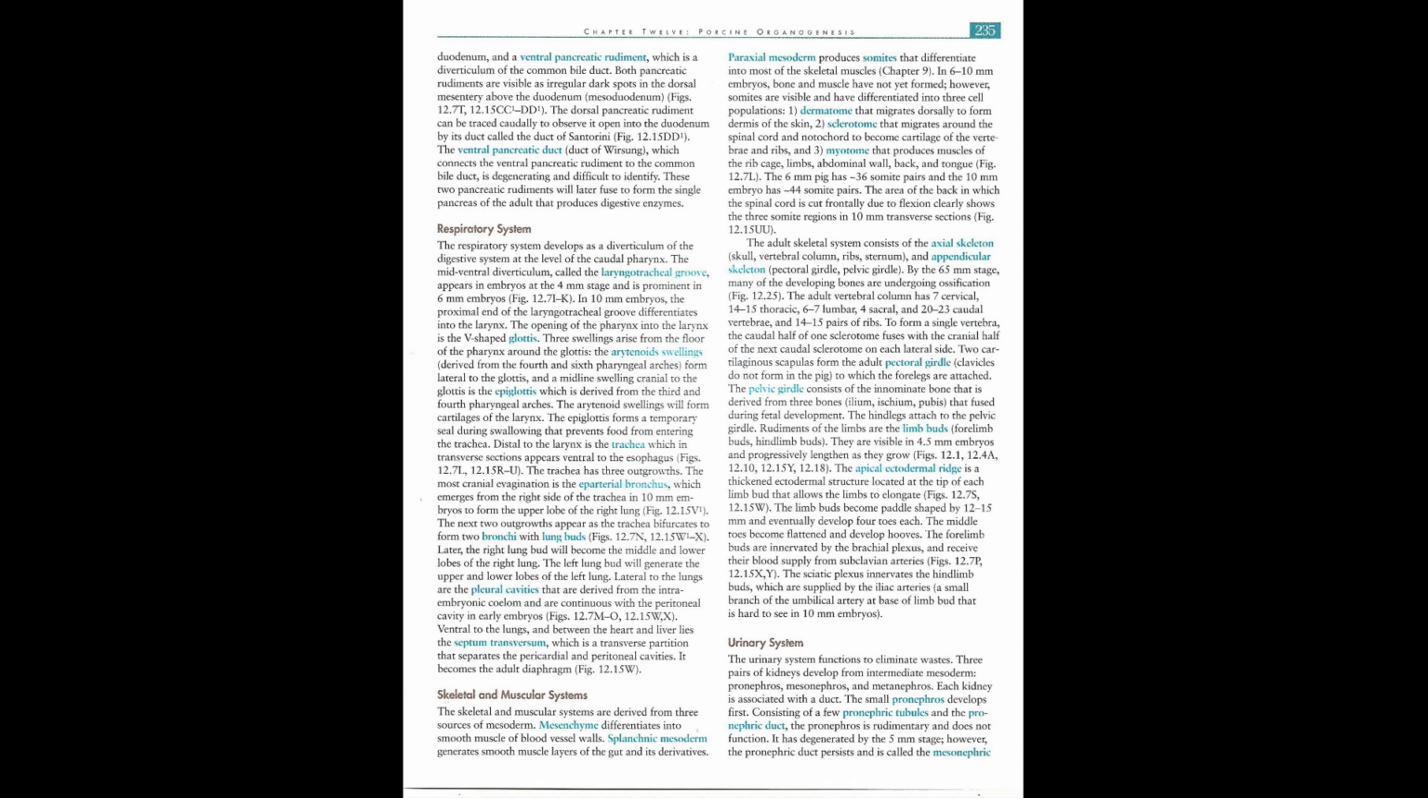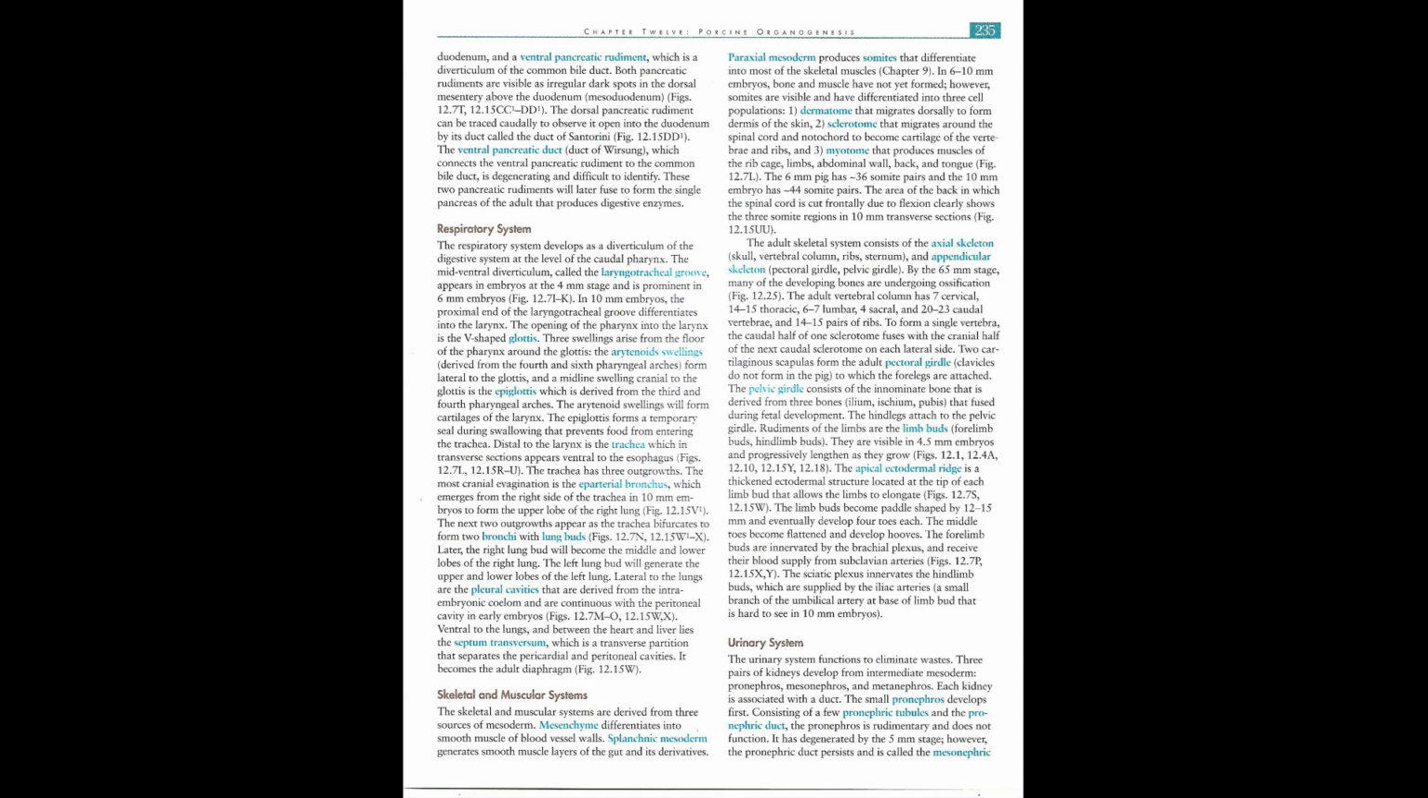Ventral to the lungs, and between the heart and liver, lies the septum transversum, which is a transverse partition that separates the pericardial and peritoneal cavities. It becomes the adult diaphragm, Fig 12.15.